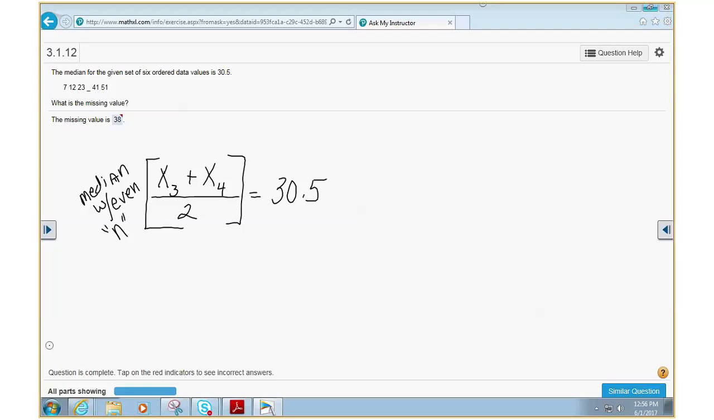Okay, that's where I got that. You take the two middle numbers, add them together, and divide by what? Take the average of the middle two numbers. Now everybody in here knows that. Y'all said y'all knew that when I went over it.